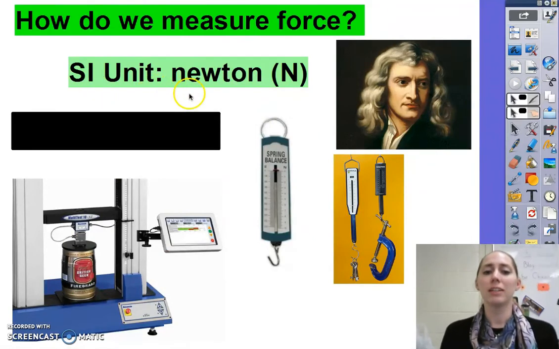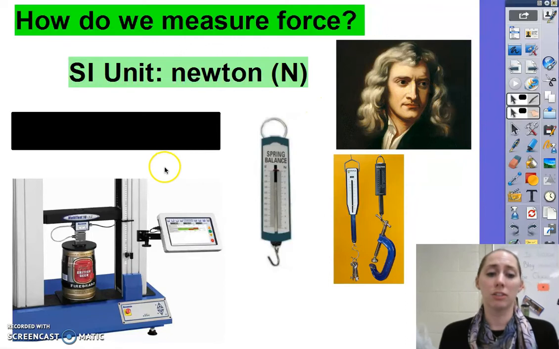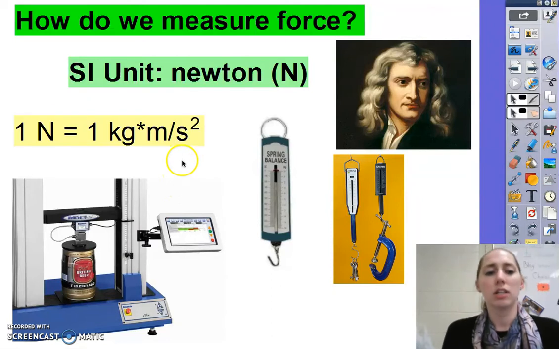So how do we measure force? Its SI unit is the Newton, which you represent or abbreviate with a capital N. Yes, it is named after Sir Isaac Newton. We'll be talking about him more and his laws of motion soon. You can measure a Newton with a spring scale. You've also got fancy electronic ones. Basically, what it's measuring is how much it takes to push 1 kilogram and accelerate it 1 meter per second squared. So 1 Newton is the equivalent of 1 kilogram times 1 meter per second squared.